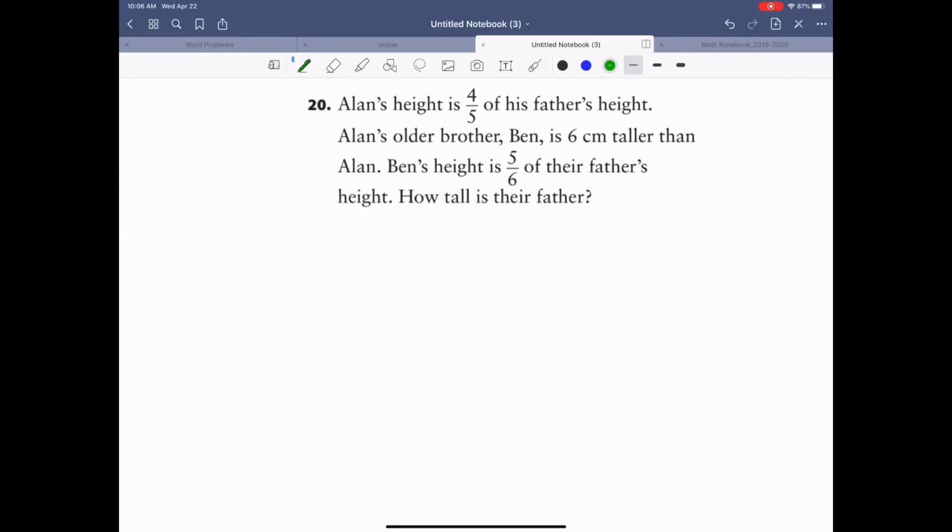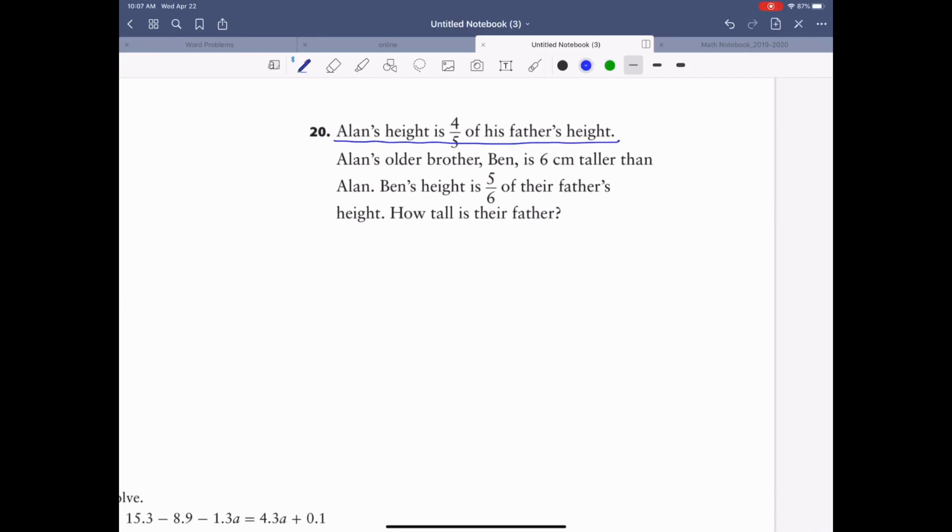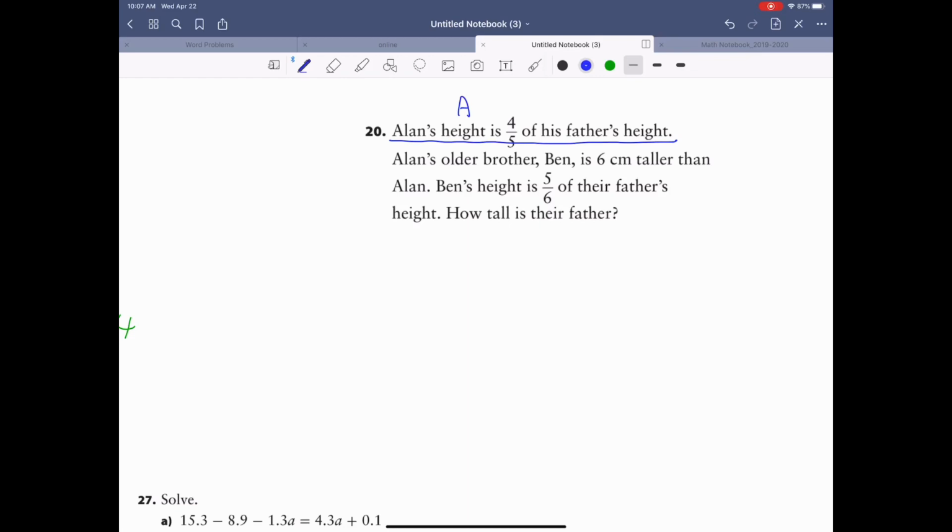This one: Alan's height is 4/5 of his father's height. Alan's older brother Ben is 6 cm taller than Alan. So basically you have to set each sentence here as a relationship. Let's set up the relationship here. Let's say Alan's height is A, father's height is F.